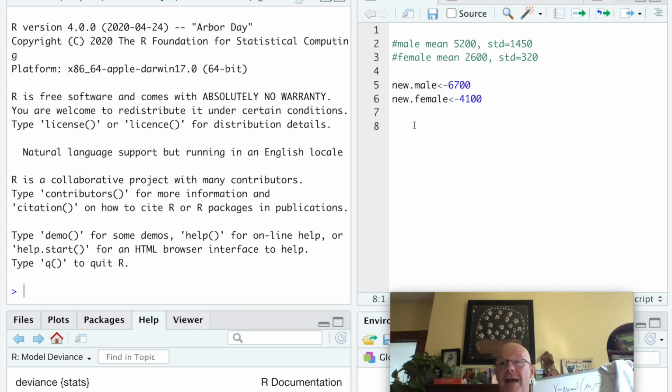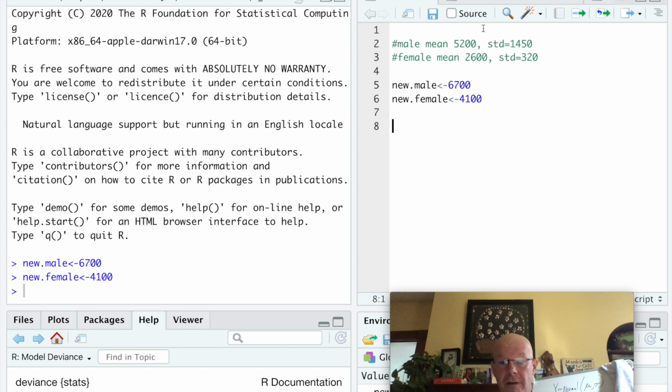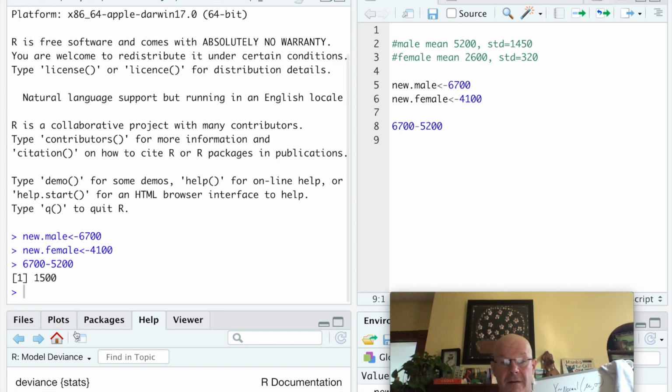And so we might want to ask, which one is the more extraordinary elephant? And yes, I agree, all elephants are extraordinary. But given this population, which of these two elephants might be most extraordinary? And so first I'll point out that the new male is 1,500 kilograms greater than the average male.